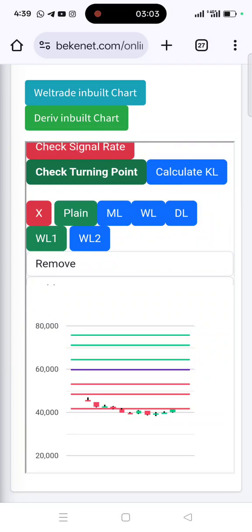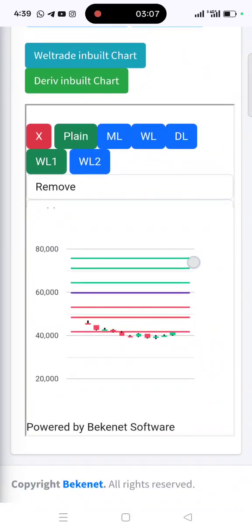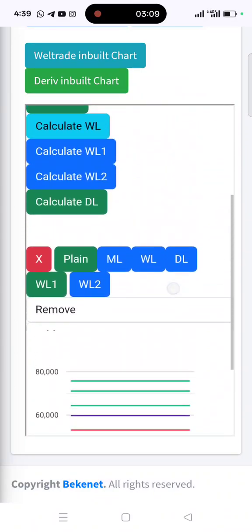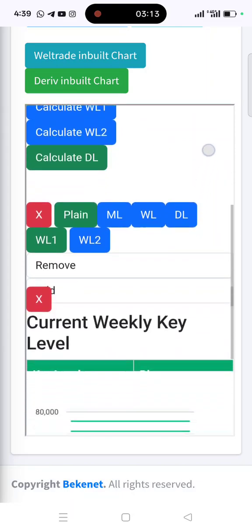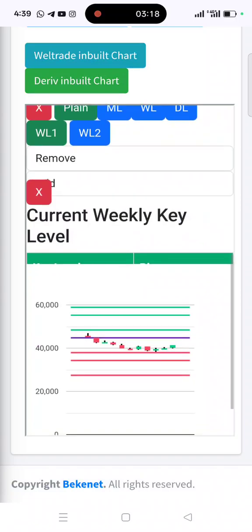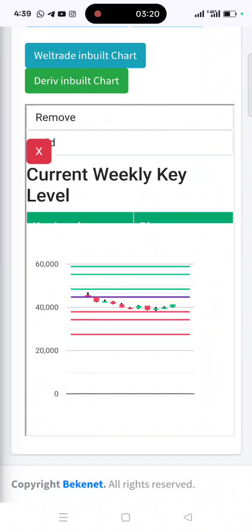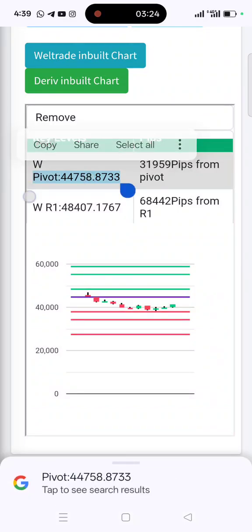Now let me click on calculate key level. Now when I click on calculate key levels, I say weekly key level, that's my concentration. So I click on weekly key level. So now I'm going to come here to take the key levels. Okay, so now this is the pivot. This is the pivot.